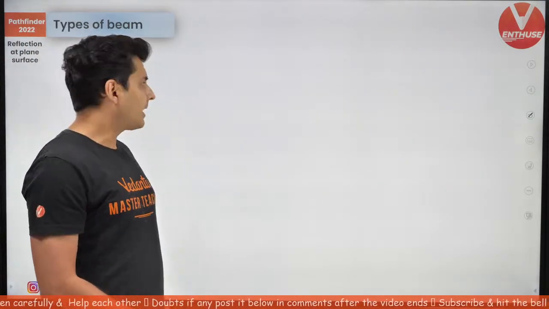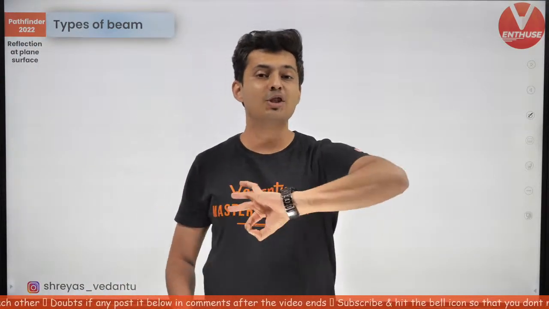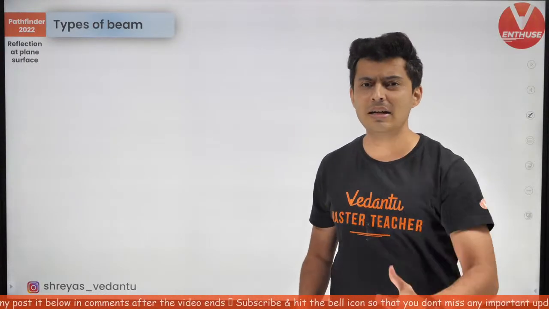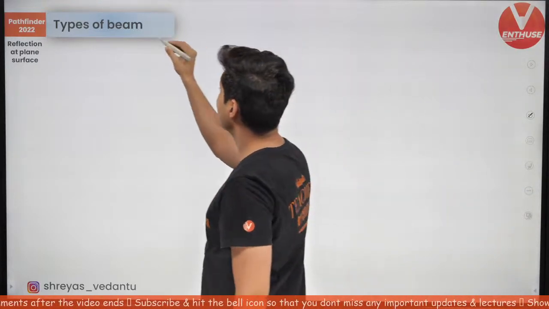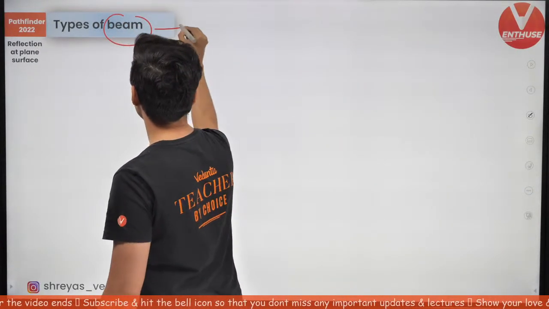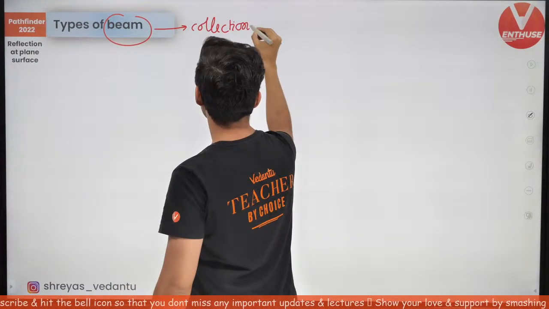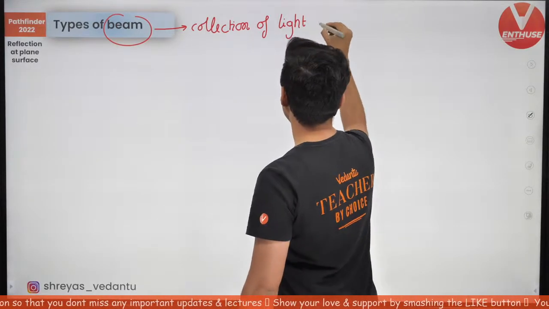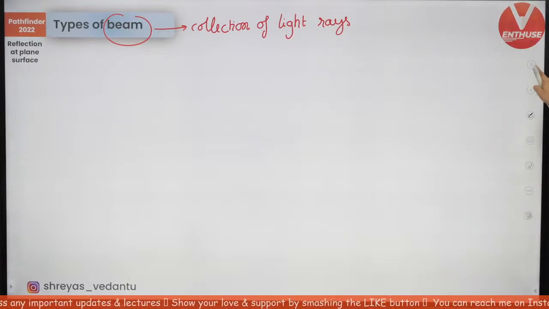Okay, next up ahead, the different types of beam, very straightforward. These are some things which you should know before we start the chapter, so I'm doing a quick revision. The different types of beam. Beam, what is the meaning of beam? Beam means a collection. This is nothing but a collection of light rays. So this is nothing but a beam. There are three different types of beams which you have to know about.